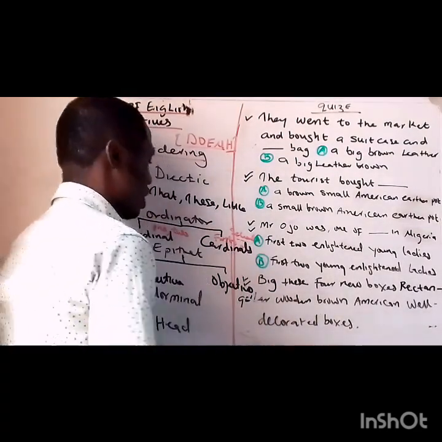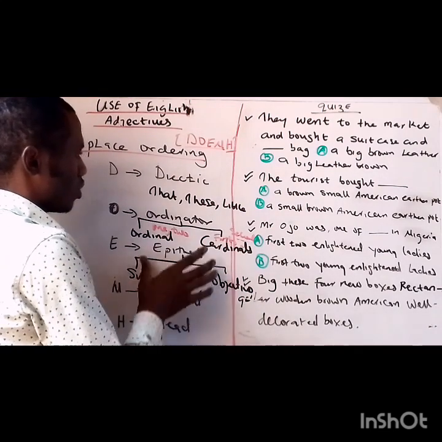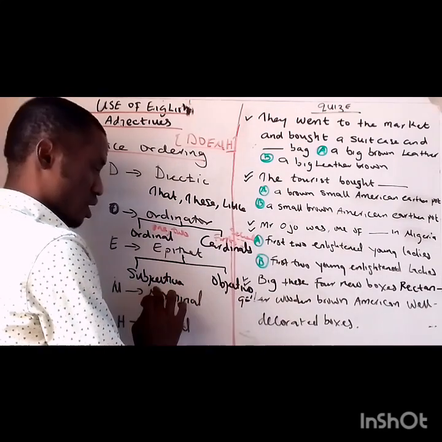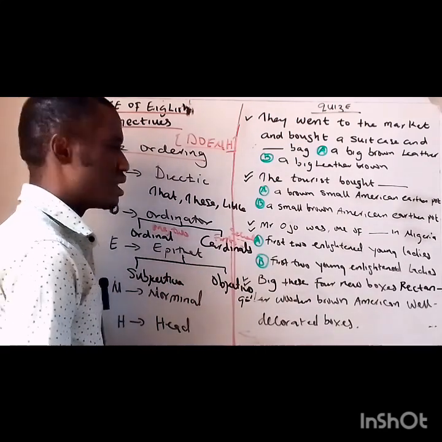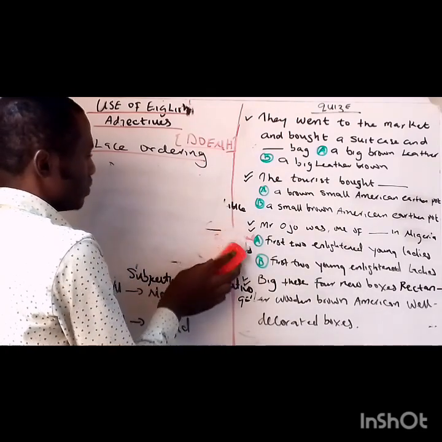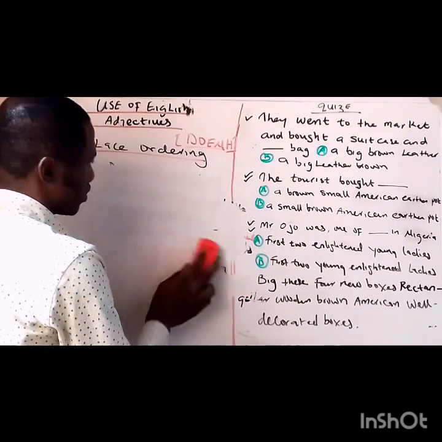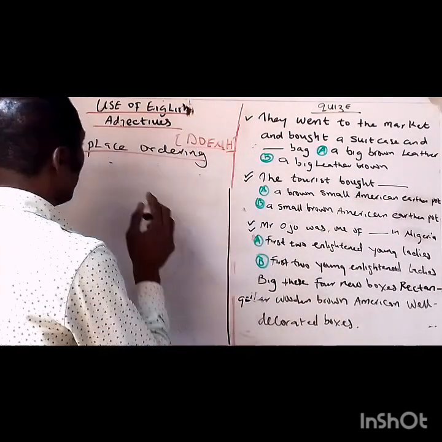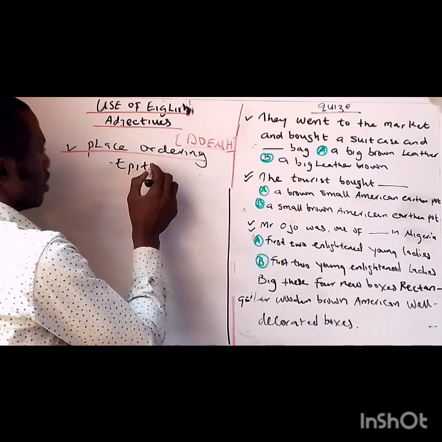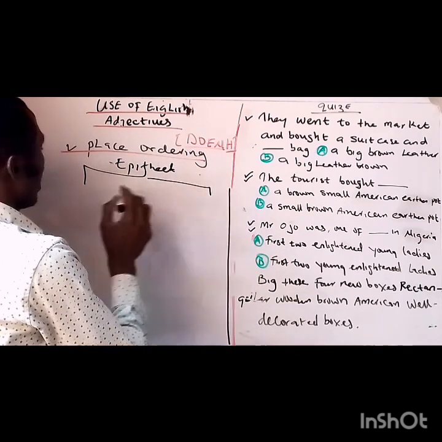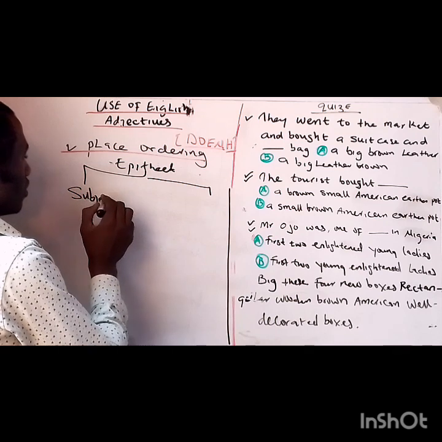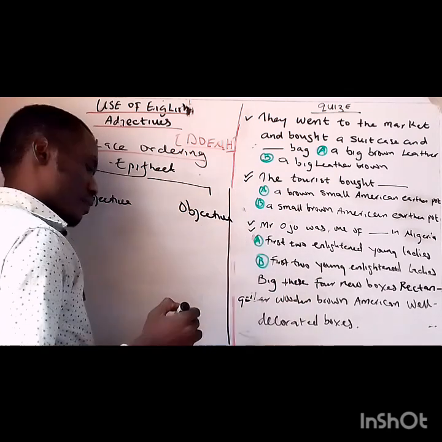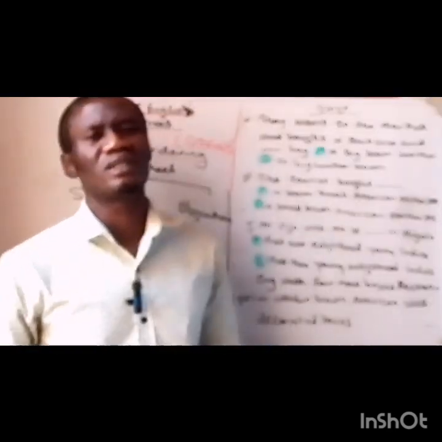Now, let's clean up the board so that this is where we'll concentrate on. We're going to look at the arrangement, but we need to talk about the subjective and the objective epithet. So let's clean up the board so we can explain that to you. Now, the epithet. We have the subjective, we have the objective. Now, what does it mean by subjective epithet?